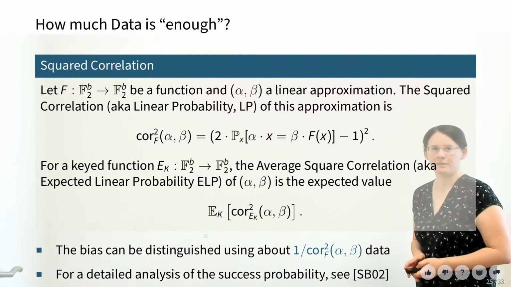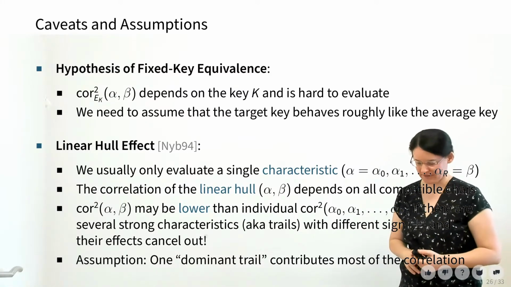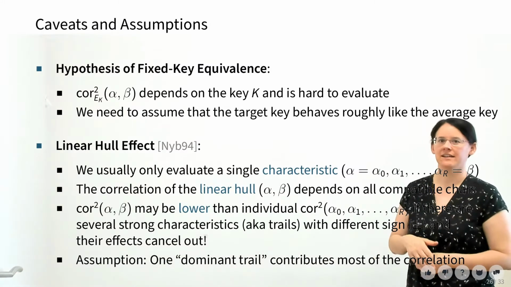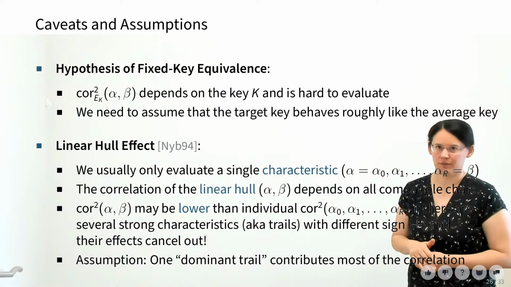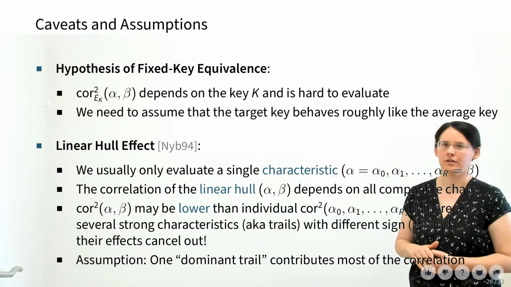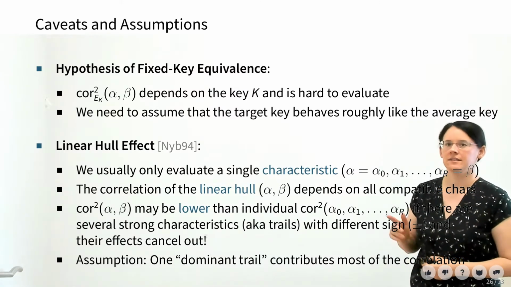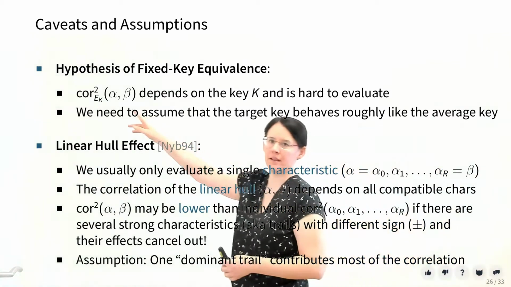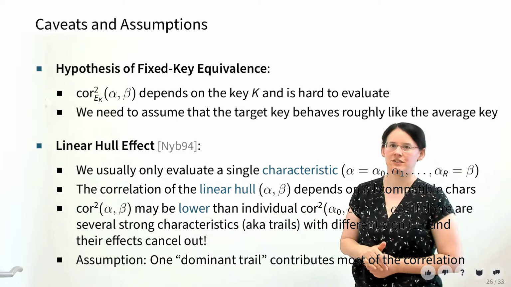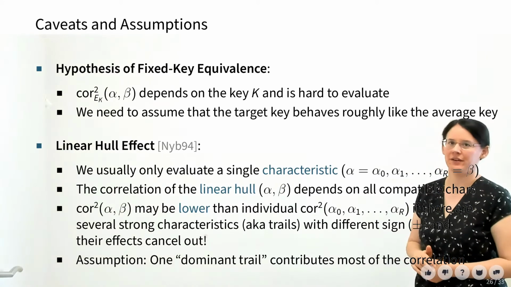In all of what I've explained so far, there were a number of assumptions or caveats that you should have in mind. Why this attack doesn't always behave exactly like you would expect. And one of these is the so-called hypothesis of fixed key equivalence. What this means is that this squared correlation of my alpha and beta, so my input and output mask, the actual correlation does depend on the key, and it's very hard to evaluate in practice.